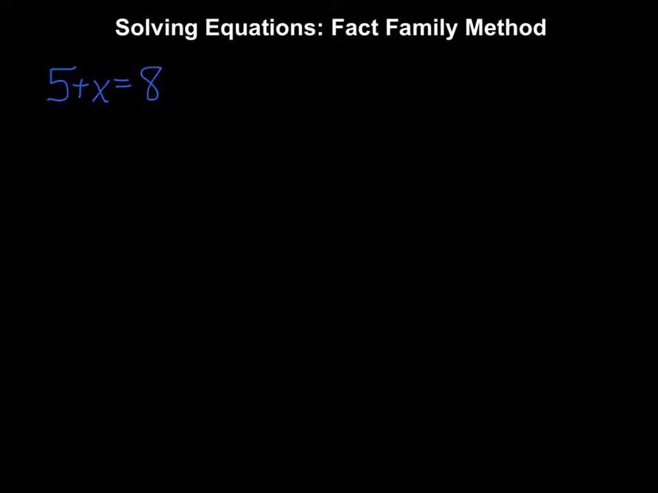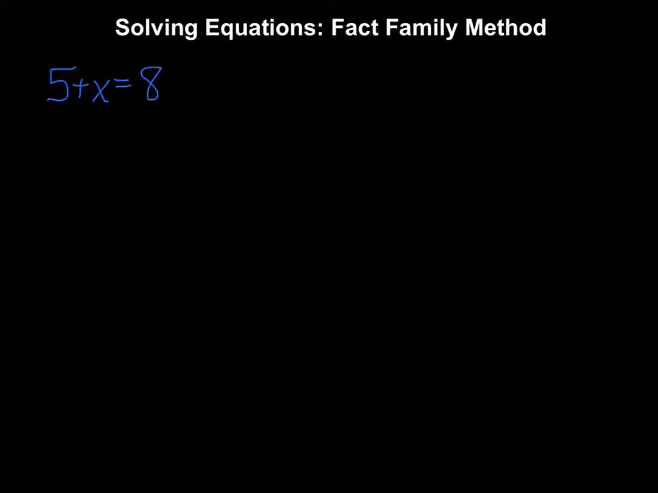Now let's take a look at a really simple example. So we're going to start with 5 plus x equals 8. So step 1 is copy the problem. We're all set there. And there's nothing to really simplify here, so we're going to skip the half step and move on to step 2, to write the line of the fact family that can be easily solved.